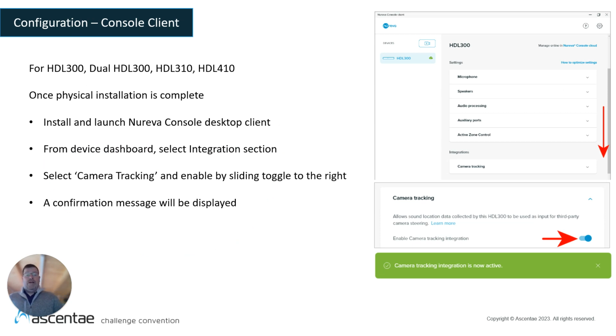So let's now look at how we actually configure the system once the physical installation is done. First of all, as we've already discussed, there are 2 ways of doing this. For any system, you can configure it on console client, which is the local software. In this instance, you install and launch the console desktop client. And within the client, you then go to the integration section and select camera tracking. You enable it by sliding the toggle to the right, and you'll then get a confirmation message.